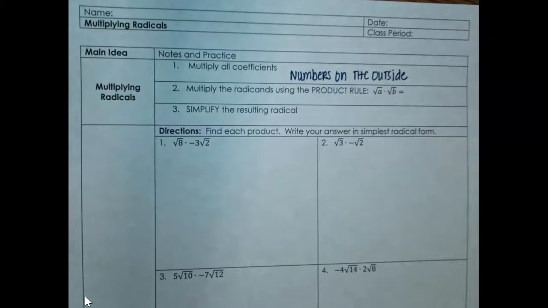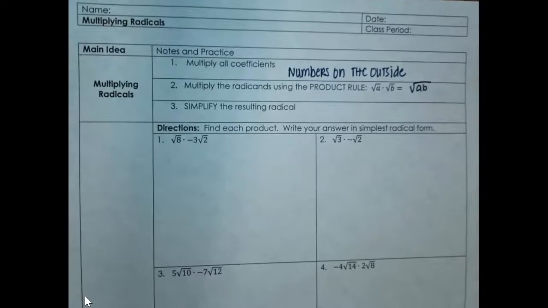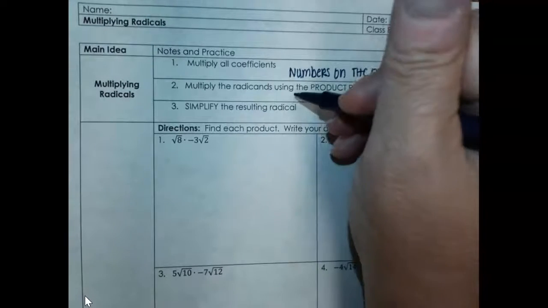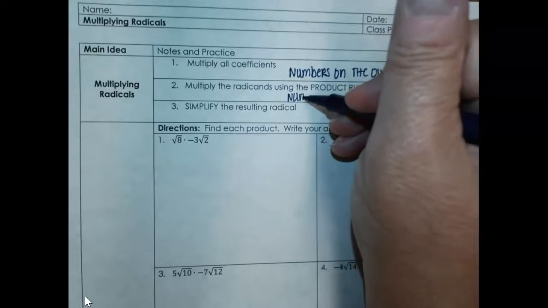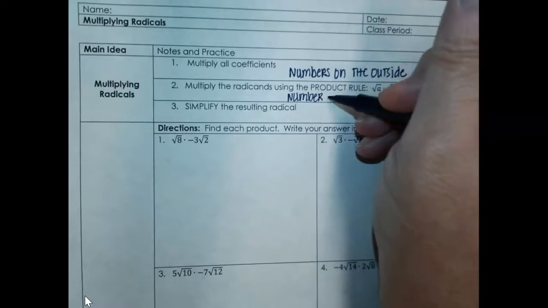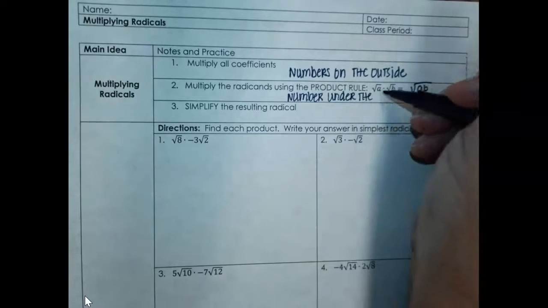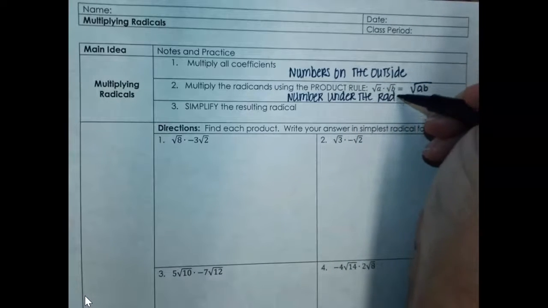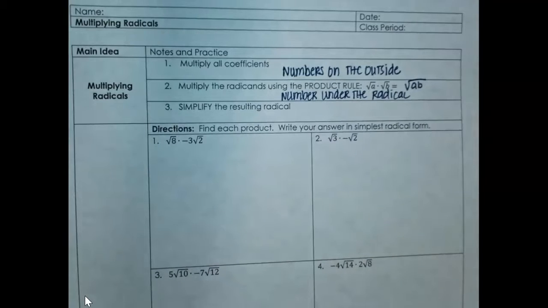Then you're going to multiply the radicands using the product rule. The square root of a times the square root of b equals the square root of a times b together underneath the radical. Remember, the radicand is the number under the radical. And then once you've done that, we're going to simplify the resulting radicals. Let's take a look at these.